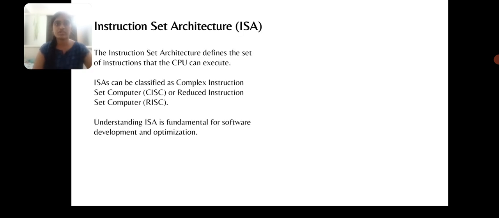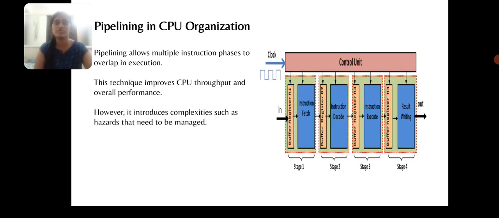Instruction set architecture, ISA. The instruction set architecture defines the set of instructions that the CPU can execute, and ISA can be classified as complex instruction set computer, CISC, or reduced instruction set computer, RISC. Understanding ISA is fundamental for software development and optimization.